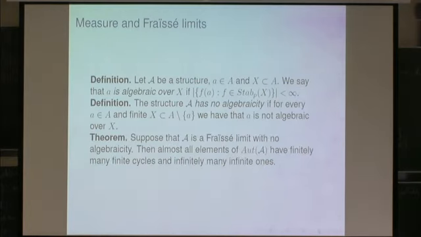And we could prove that if we have a Fraïssé limit with no algebraicity, then almost all elements of the automorphism group have finitely many finite cycles and infinitely many infinite ones. Okay, so this is the generalization of the Dougherty-Mycielski result.